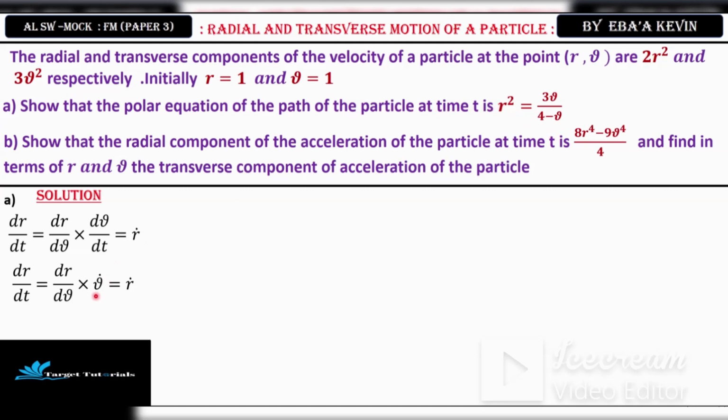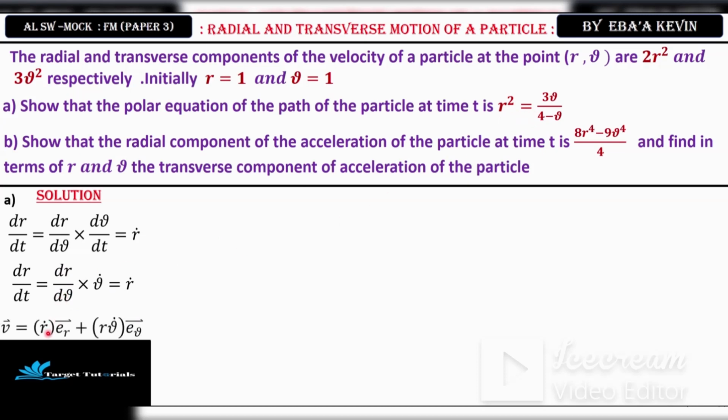So we need θ dot and we need r dot, for which once we have those values, we are going to obtain the value of r in terms of θ by separating variables, and after which we are going to integrate both sides actually. It is following those steps that we are going to obtain this required proof actually.